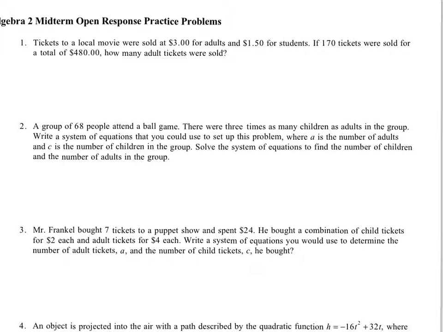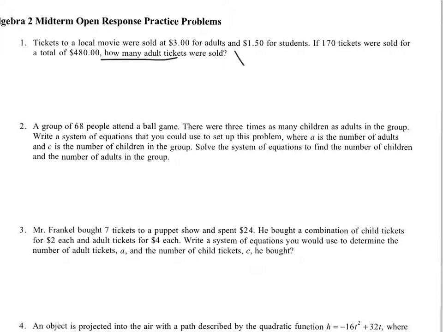Hey guys, here's some videos going through some open response practice problems for your midterm. First off, we got tickets to a local movie sold for $3 for adults, $1.50 for students. 170 tickets were sold for a total of $480. We don't know how many tickets of each type were sold.